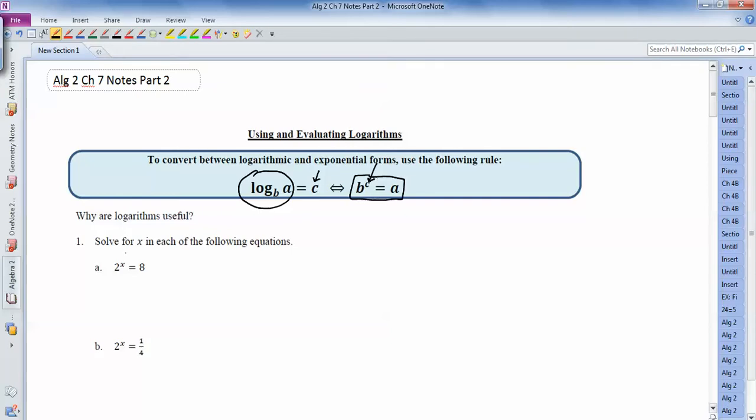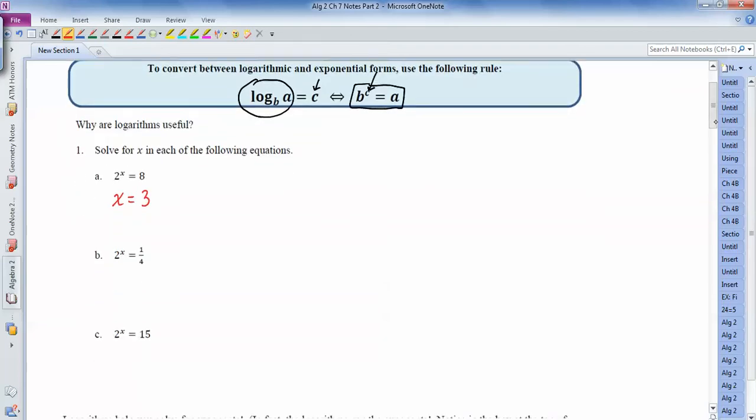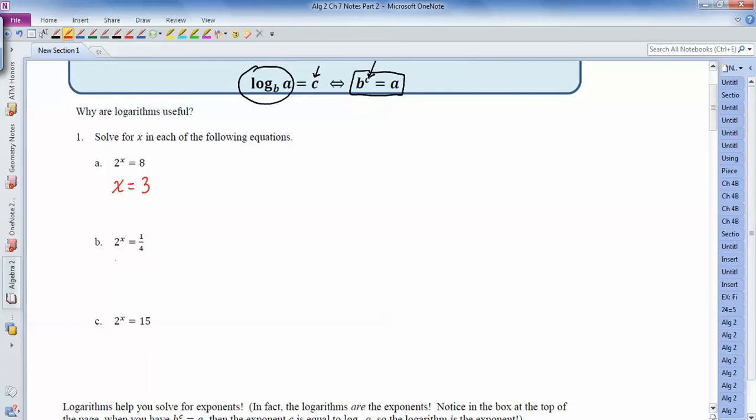So number one, first, let's just solve for x in each of these equations. We could use logs, but really, the way that these are written, you should be able to just figure out, oh, well, x should be 3, because 2 cubed is 8. 2 to the x is 1/4. Well, 1/4 is 1 over 2 squared, and that's the same thing as 2 to the negative 2. And so x would have to be negative 2.